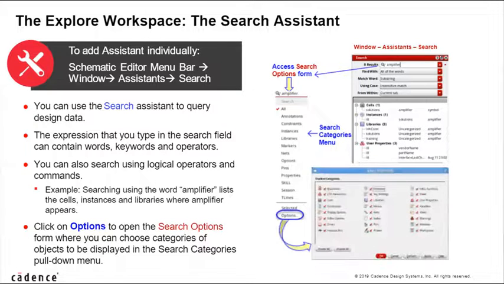You can click on options to access the search options form, where you can choose categories of objects to be displayed in the search categories pull down menu, and you can check or uncheck the boxes for different types of categories.